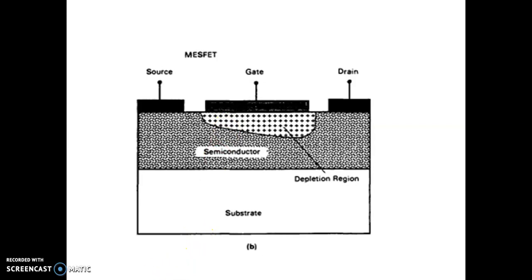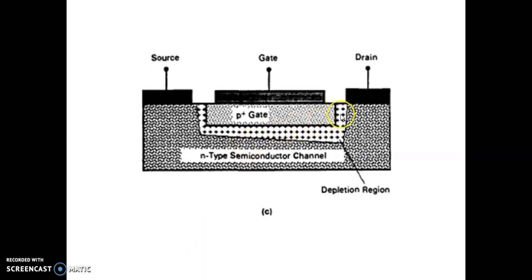Next, we have the junction field effect transistor. The schematic of the junction field effect transistor is shown here. Here, a PN junction plays a role similar to the Schottky gate in the MESFET. Usually, MESFETs and JFETs are fabricated from materials such as gallium arsenide.